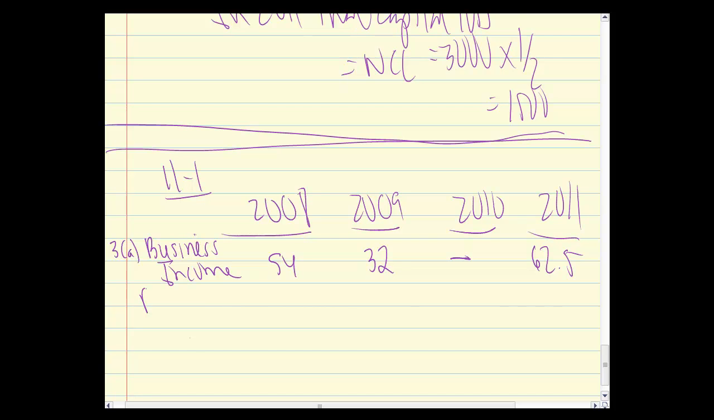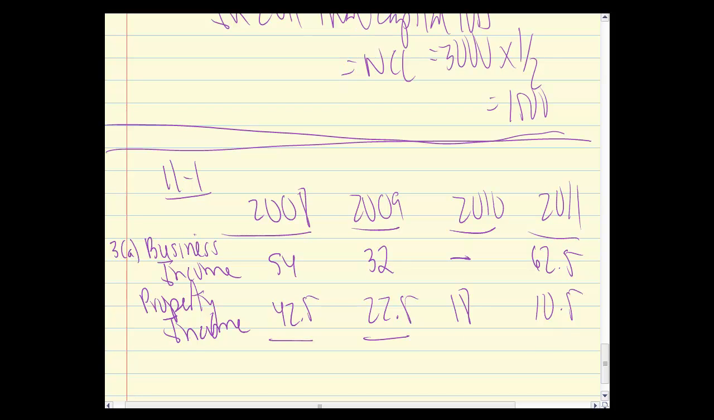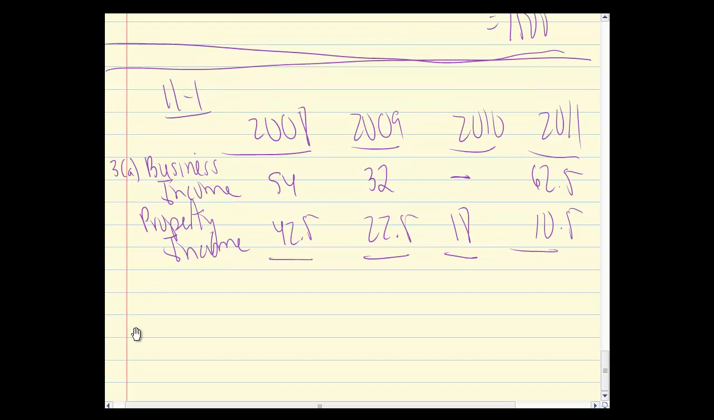Okay, so property income. Which was? 42.5. Yep. 22.5. Yep. 18. Yep. And 10.5. Okay. Do we have any other income from office, employment or property? Okay. It's a company, so there's no employment income anyway, right? So this is your 3A number. 96.5.